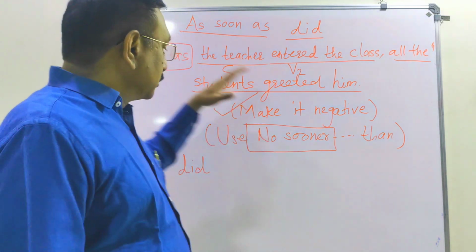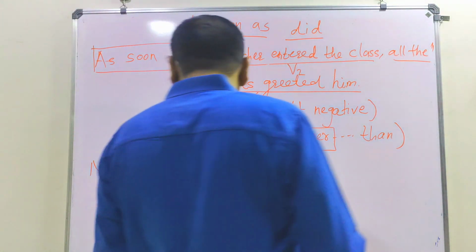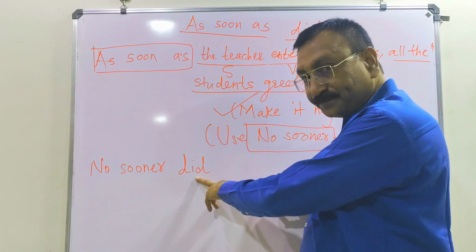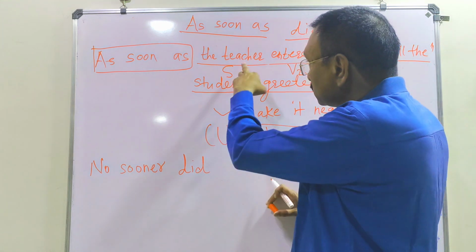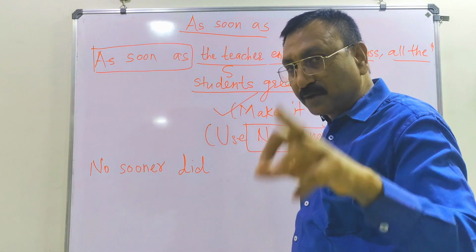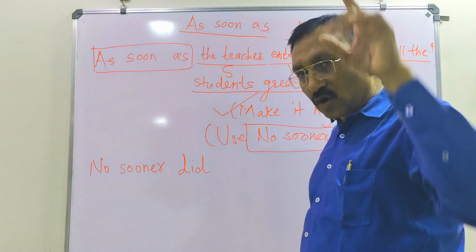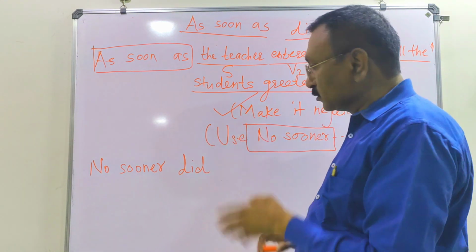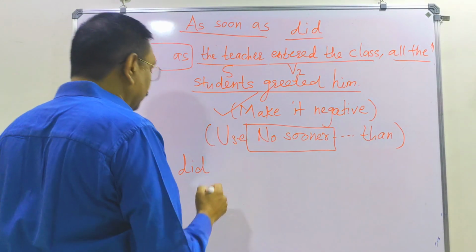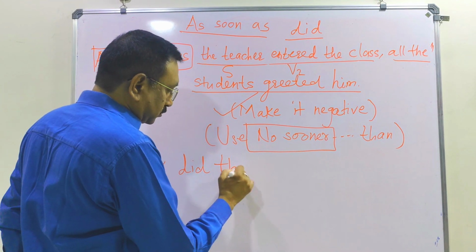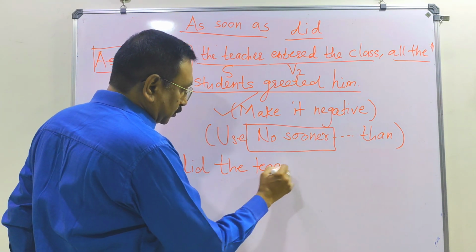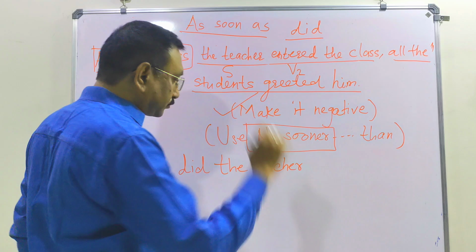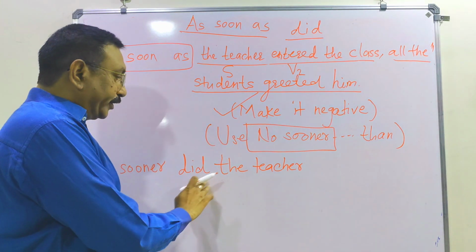Okay. So I have written the auxiliary verb did. Why? Because the first clause is from simple past tense. When the clause is from simple past tense, we use did. Now write down the subject of the first clause. The teacher. No sooner did the teacher.